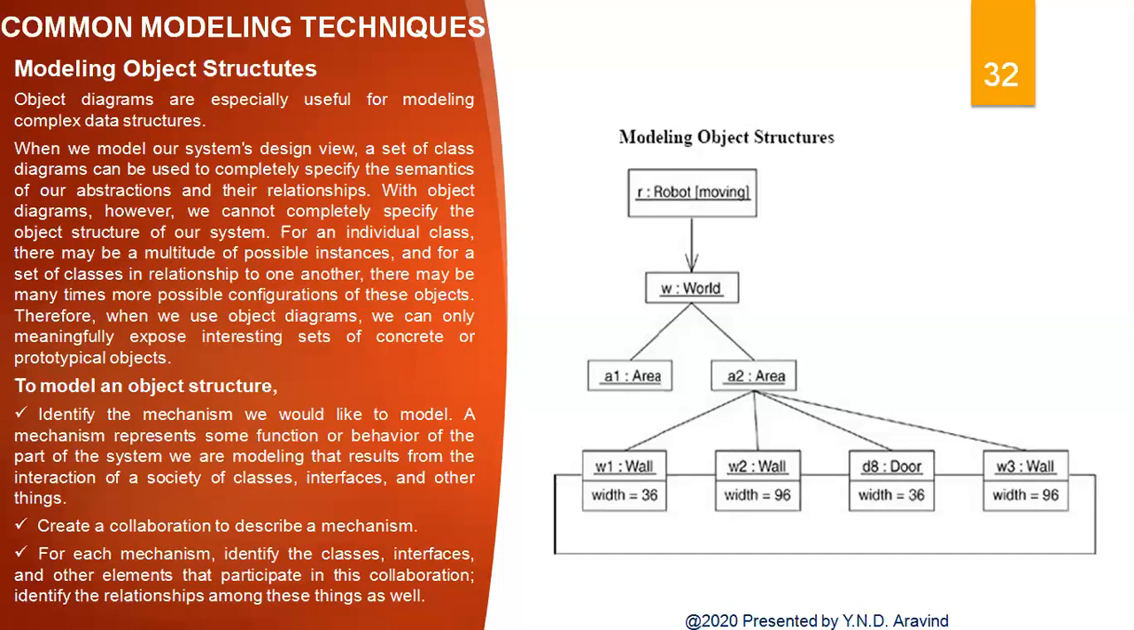To model an object structure, we need to identify the mechanism we would like to model. A mechanism represents some function or behavior of the part of the system we are modeling that results from the interaction of a society of classes, interfaces, and other things. Then we need to create a collaboration to describe the mechanism. For each mechanism, we need to identify the classes, interfaces, and other elements that participate in these collaborations and identify the relationships among these as well.